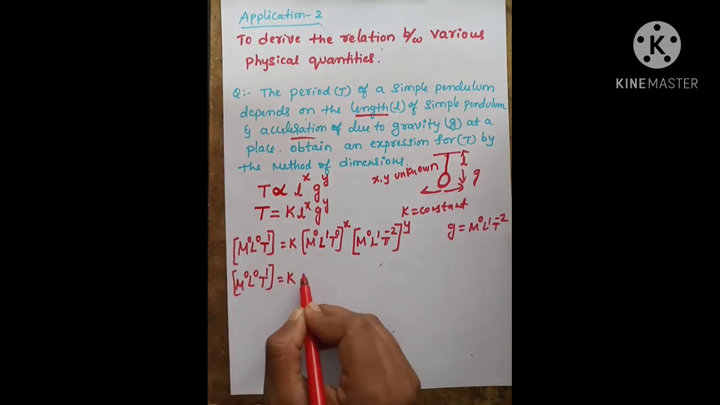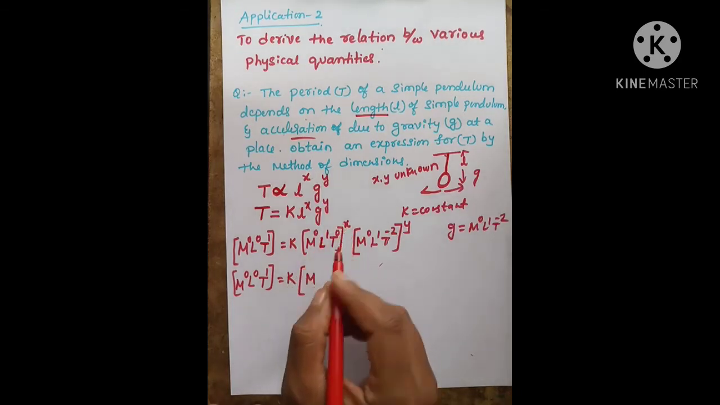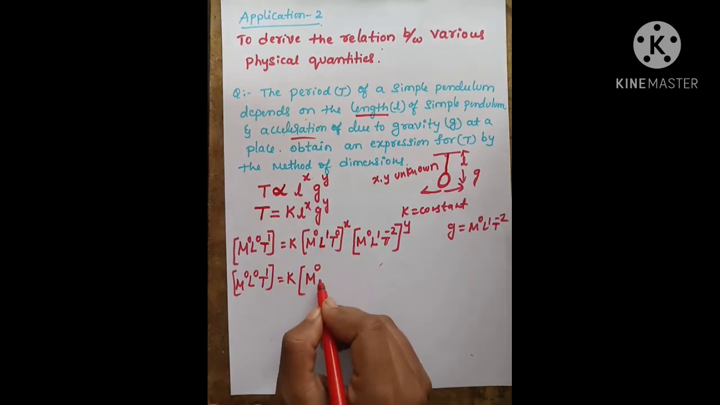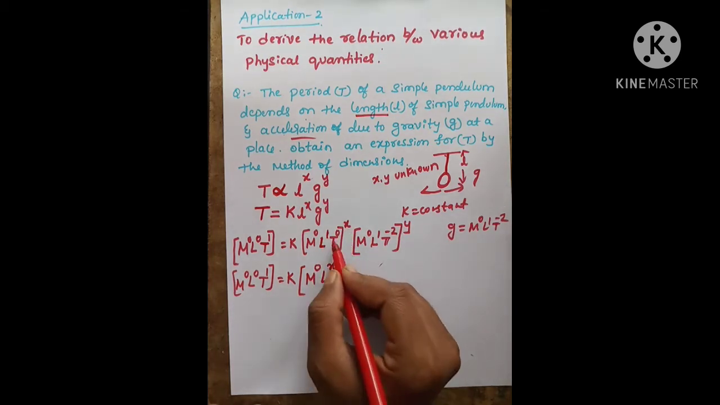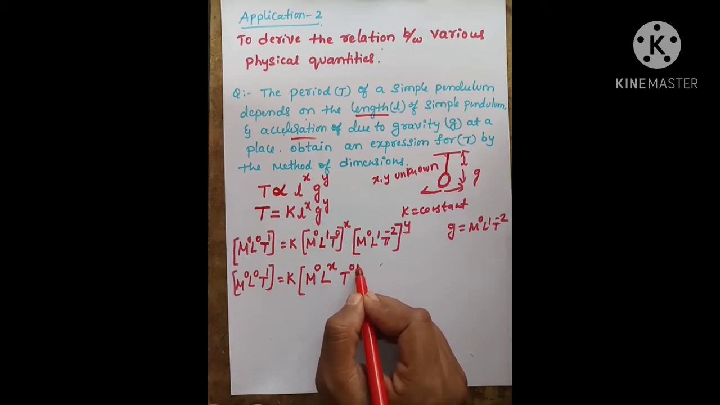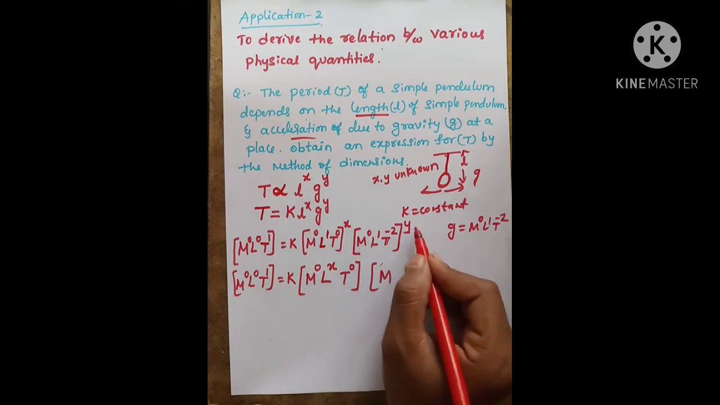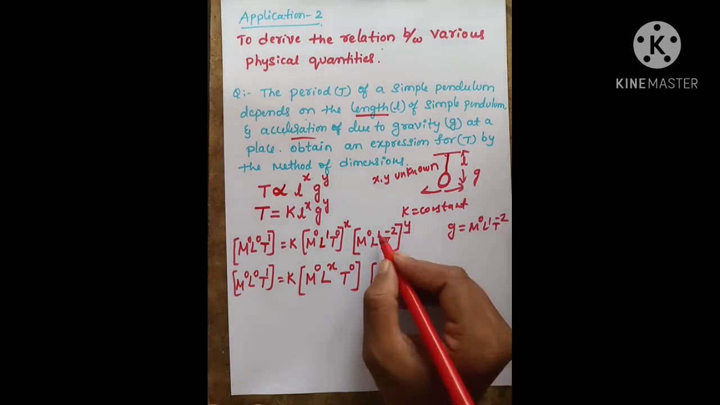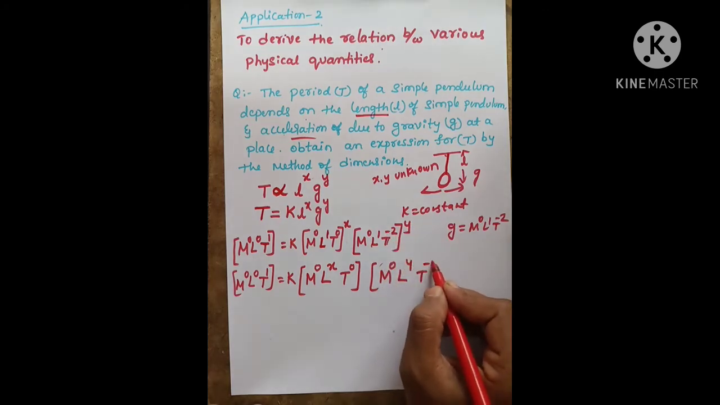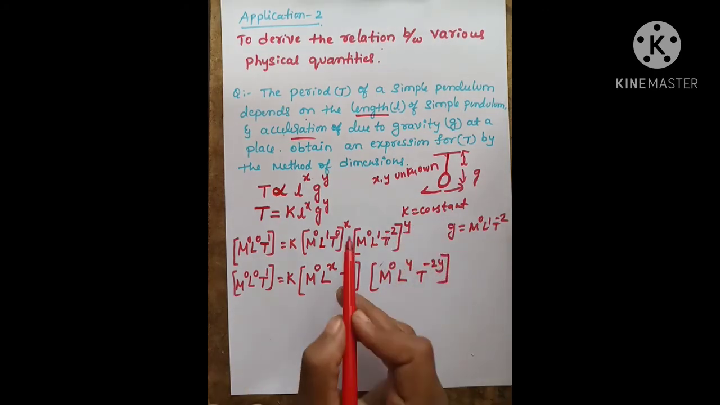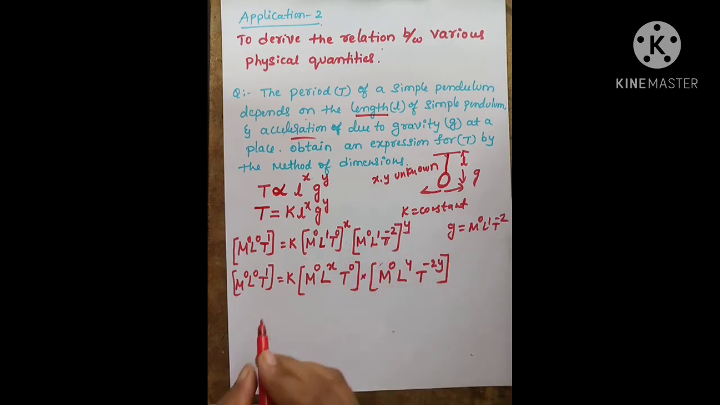Okay, here, we have to multiply this power. Multiplying the powers: 0 into x is 0. L to the power of 1 into x is x. T to the power of 0 into x is 0. Again here M is there: 0 into y is 0. L to the power of 1 into y, y. T to the power of minus 2 into y, minus 2y. Just multiply the powers. We have the product here.